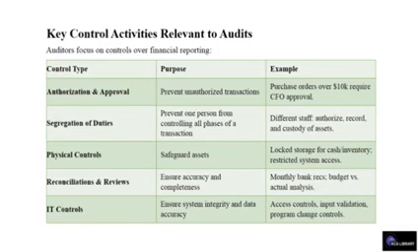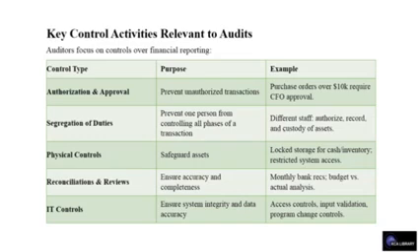Now, key control activities relevant to audits. Auditors focus on controls over financial reporting, and these key controls can be grouped into types. The first is authorization and approval, and the purpose is to prevent unauthorized transactions. An example of this is a purchase order over, say, $10,000 requiring CFO approval.